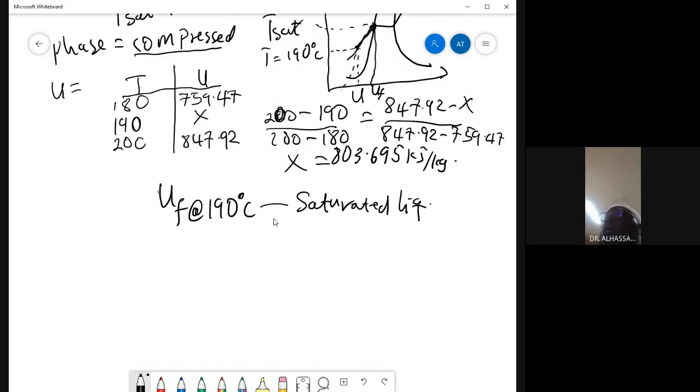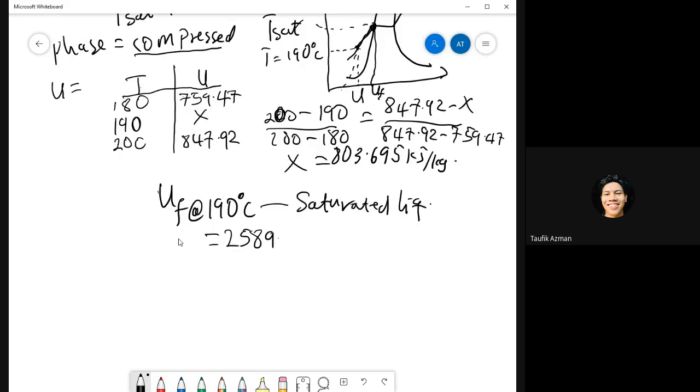Hello, sir. What is the value for UF? Let me see. Somebody has written the answer. You go to the saturated liquid temperature table. Find UF at 190 degrees. How much? 2589.0. Point what? Zero. Yes. Okay, so let's see over here.